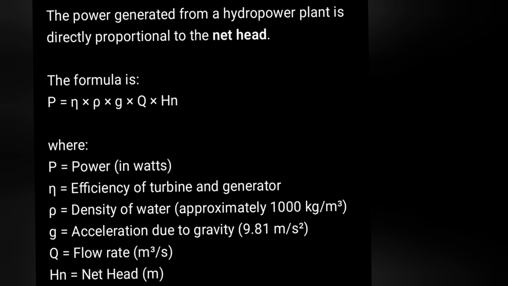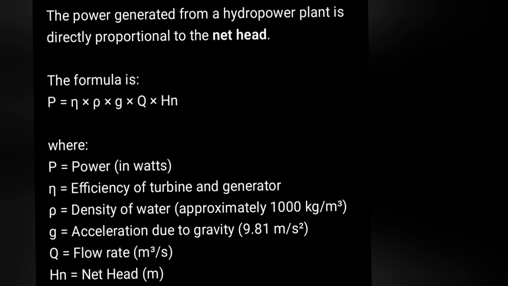The power generated from a hydropower plant is directly proportional to the net head. The formula is P equals eta rho g Q Hn, where P equals power in watts, eta equals efficiency of turbine and generator, rho equals density of water, approximately 1,000 kg/m³, g equals acceleration due to gravity, 9.81 meters per second squared, Q equals flow rate in cubic meters per second, and Hn equals net head in meters.